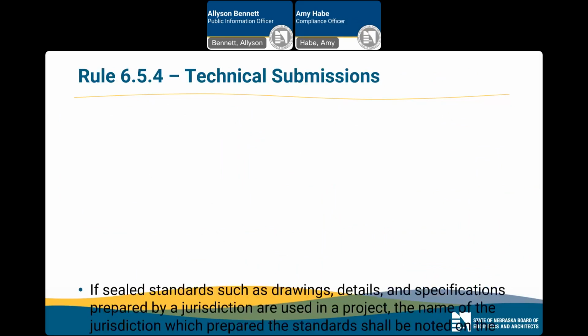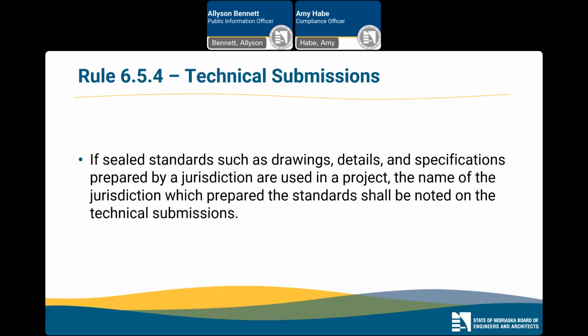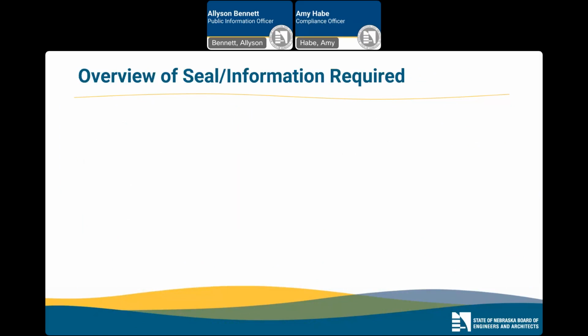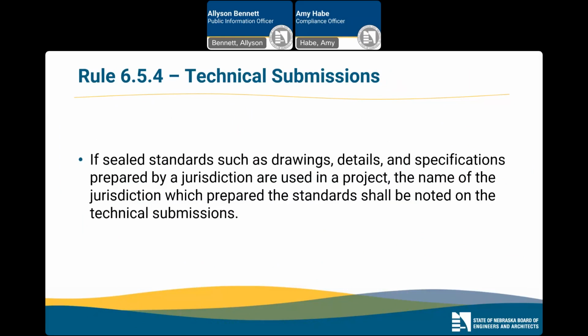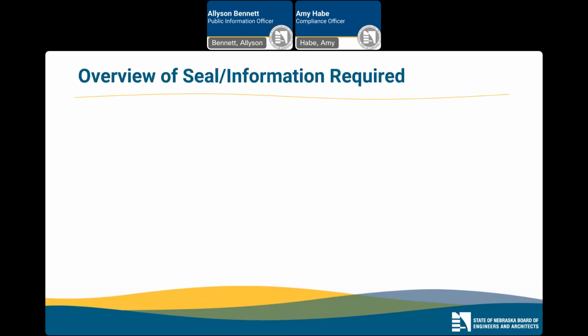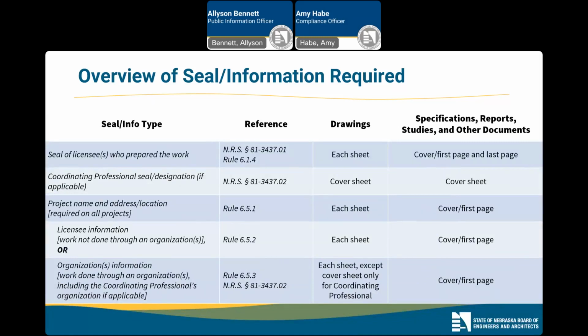And then so lastly, another new rule deals with the usage of standard details like those prepared by a city's utility or transportation division. So if sealed standards such as drawings, details, and specifications prepared by a jurisdiction are used in a project, the name of the jurisdiction which prepared the standard shall be noted on the technical submissions. And then here is that chart that shows the information required by state law on technical submissions. So I know we had a few people asking about this.